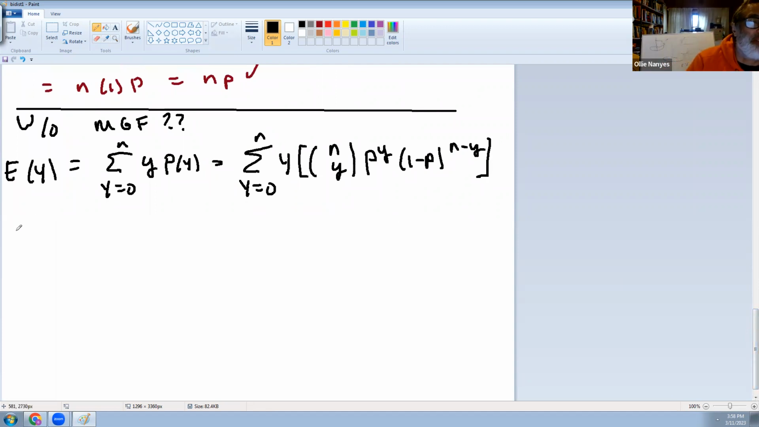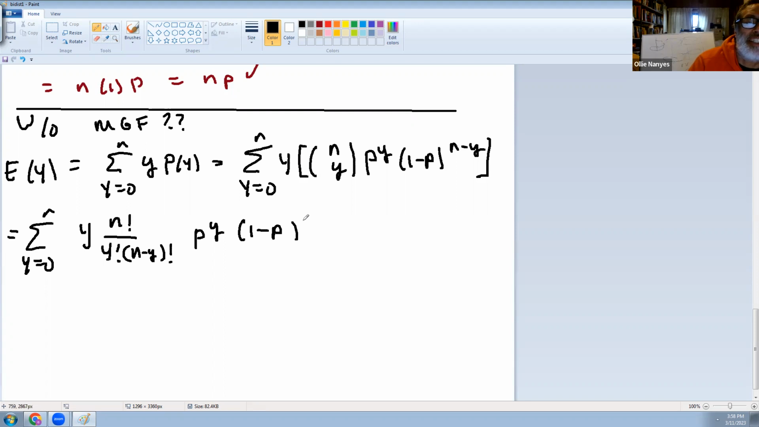Let's look at this carefully. Let's break this down as y times n factorial over y factorial, n minus y factorial, p to the y, 1 minus p to the n minus y. Now I'm going to do some serious manipulation with this thing here. And it's a beautiful little algebraic result.